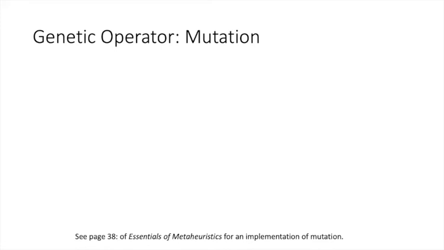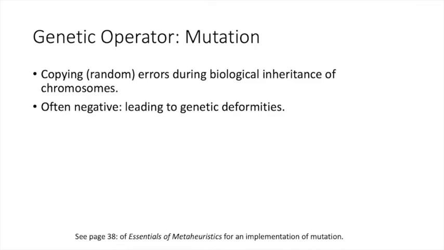And the first operator is mutation. In biological organisms, while the DNA is copied from parents to offspring, sometimes copying errors result. This error is called a mutation. Because it's an error, mostly the impact of mutation is detrimental. However, occasionally a positive result is also produced for that organism.